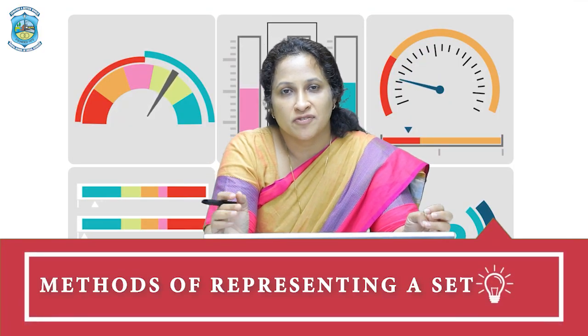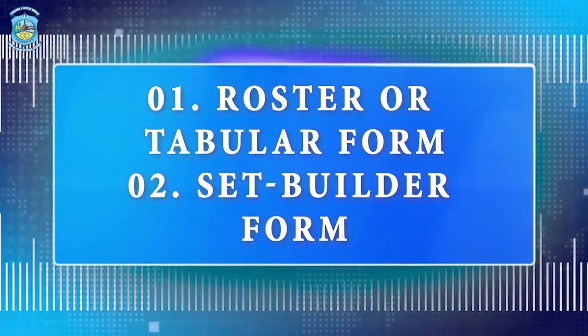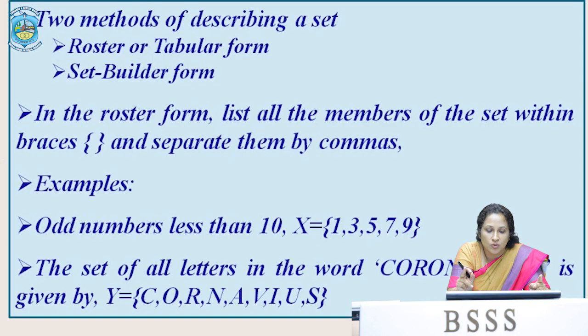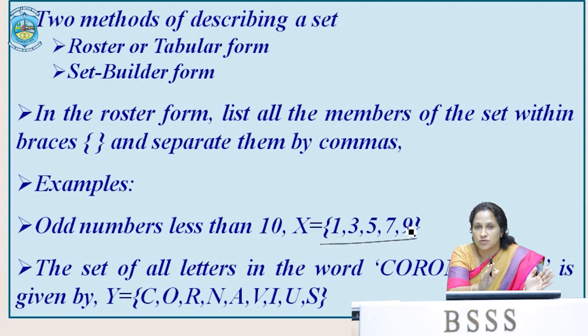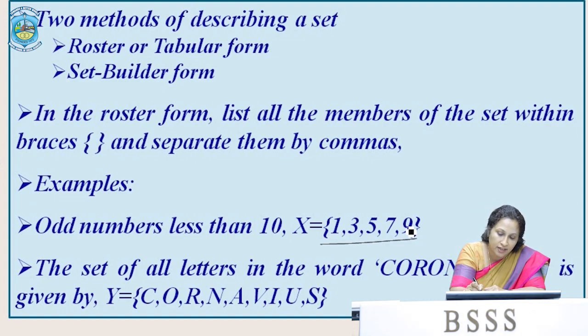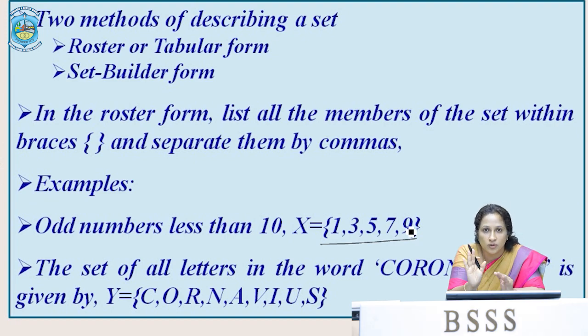There are two ways of representing a set. The two major ways are the roster form and the set builder form. In the roster form, we enclose the elements within curly brackets and the elements are separated by commas. As you can see in this example, odd numbers less than 10: 1, 3, 5, 7, 9. The set would be denoted by a capital variable, and the elements inside would be separated by commas and enclosed within curly brackets. So, this is how the roster form of a set is represented.